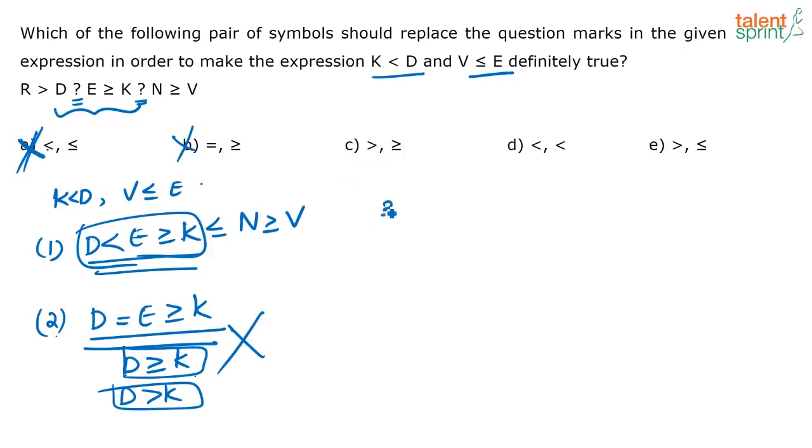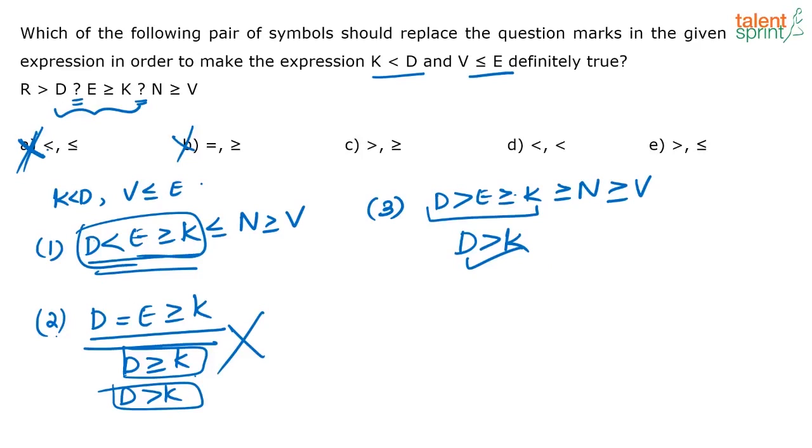Now third option. In the third option, you have D greater than E greater than or equal to K greater than or equal to N greater than or equal to V. So I am taking this like this because the first condition is satisfied. I know for sure that D is greater than K, or K is less than D, because D is greater than E and E is greater than or equal to K. So directly I can say that D is greater than K. So the first condition is satisfied.